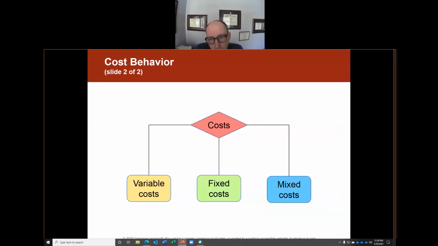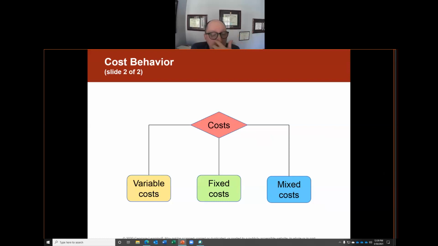Costs are commonly classified in three different categories. One is called variable costs. We know that variable costs include things like direct materials, direct labor, and factory overhead. Those are the three manufacturing costs that make up a cost of a product. Those are all variable costs. They change with the level of output.